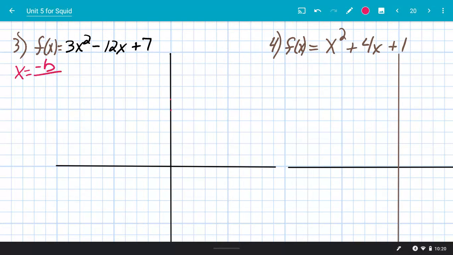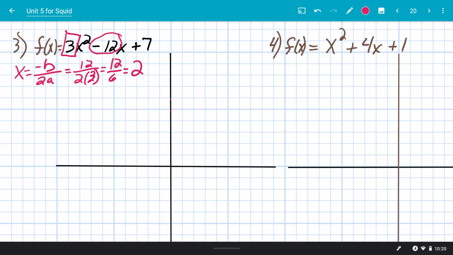Thank you. X equals negative b over 2a. So in this case, it'll be the opposite of b. Well, b is a negative 12. So opposite of that would be a positive 12 over 2a. What is a? It's 3. So 2 times 3. Well, that's 12 over 6 or 2.